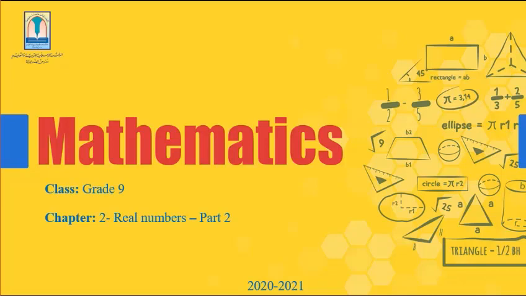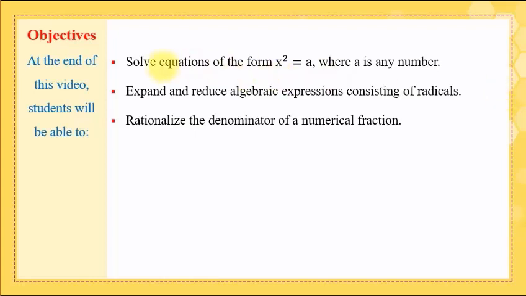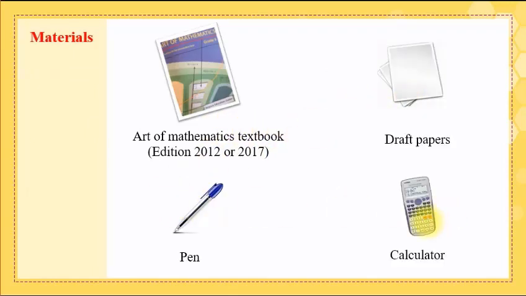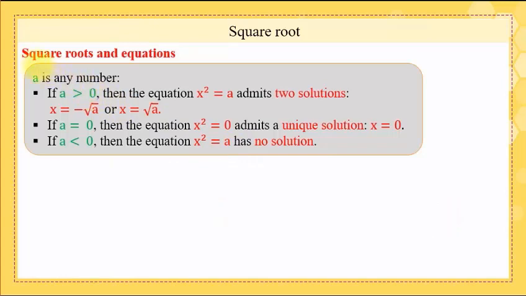Today we will start part 2 from our lesson, Real Numbers. Objectives: solve equations of the form x power 2 equal a, where a is any number, expand and reduce algebraic expressions consisting of radicals, and rationalize the denominator of a numerical fraction. We need the materials: textbook, papers, pen, and calculator. Let us start with square roots and equations.